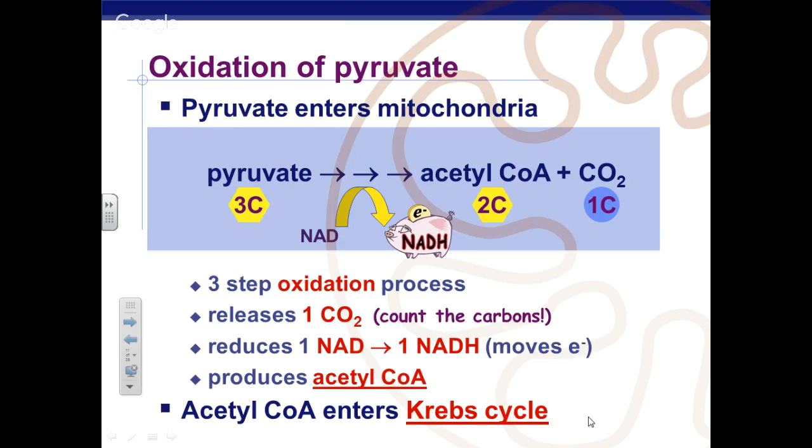How many times does this happen for one glucose? Twice, because there's 2 pyruvates. Good. So for one glucose, in this step here, we make 2 NADHs. We produce 2 CO2s. What happens to the CO2? It'll just diffuse out of the mitochondria and out of the cell. Right? Okay. What does the CoA stand for again? Coenzyme A.